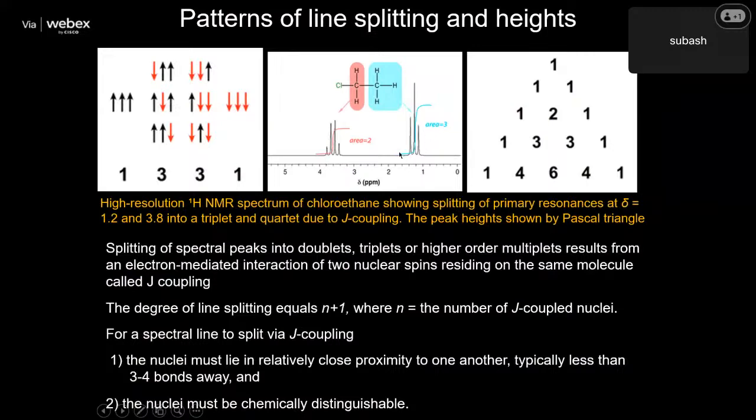This is a triplet, which is 1-2-1. The center peak is two times the amplitude of the other two peaks. You can see how the patterns of splitting and heights are determined.